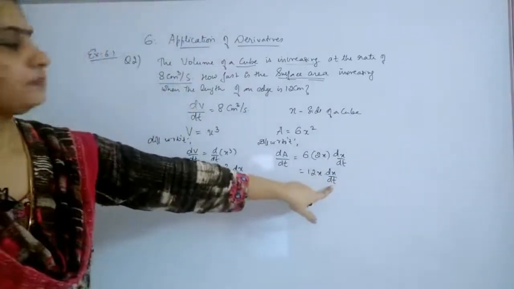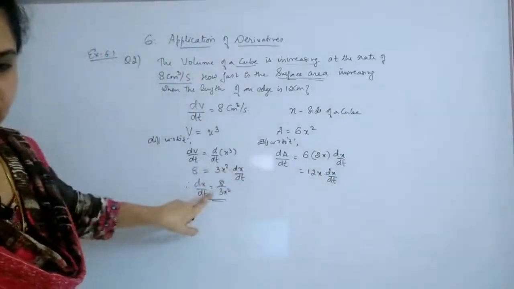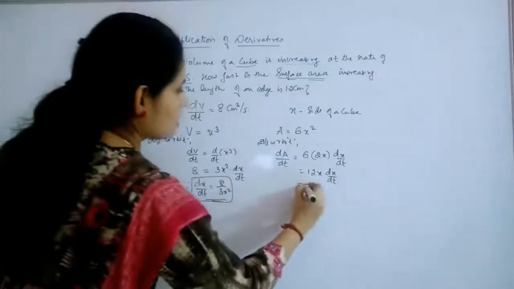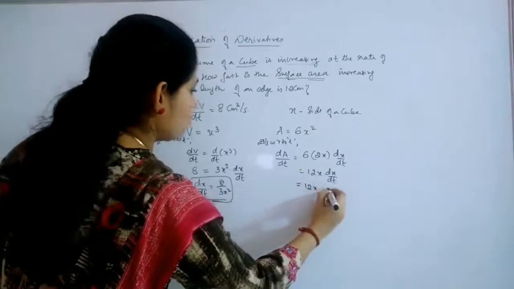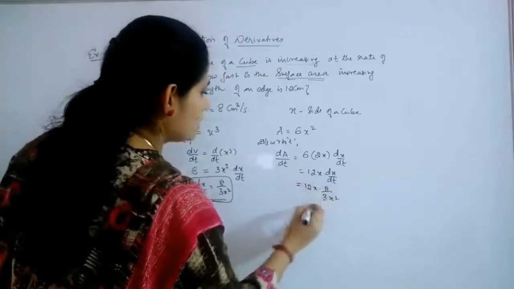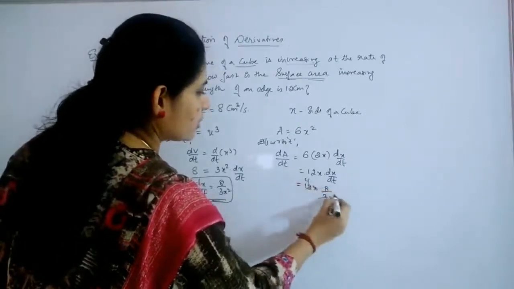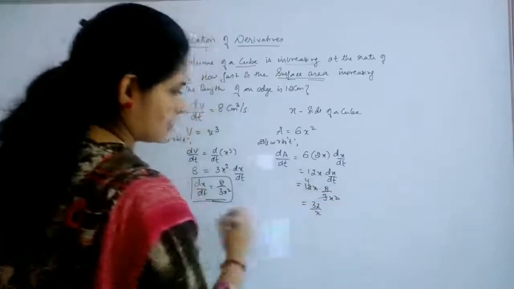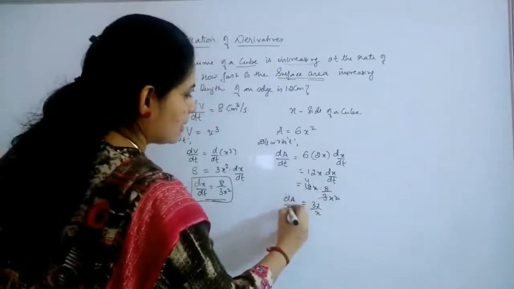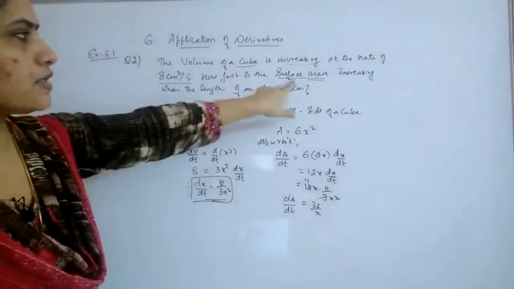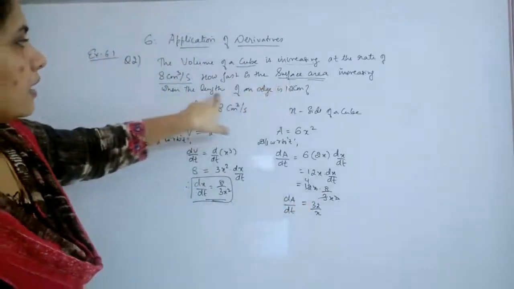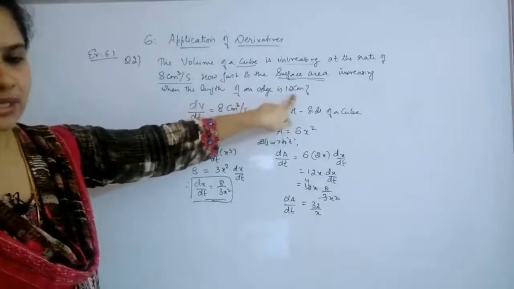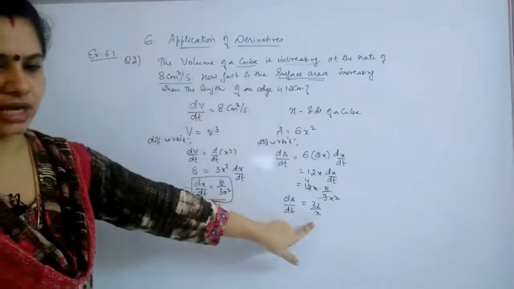Okay, now here you can replace the value of dx by dt, which you have already got. Replacing the value, you will get 12x into 8 by 3x square. So this will become 4, here you can cancel, and now you are getting 32 by x, which is your dA by dt. But they have said that you have to find the rate of change of surface area with respect to time when the length of the edge is 12 centimeter. That means you have to replace your x with 12.